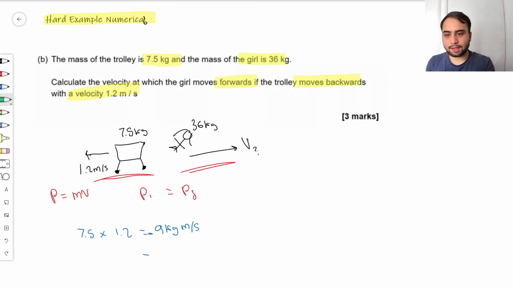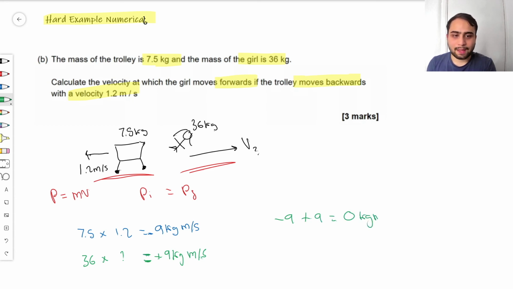Now that must mean that our girl, let's do that in a different color now, must have momentum equal to 36 multiplied by some velocity, and that must equal positive 9 kilogram meters per second. Why? Because minus 9 plus 9 is equal to 0 kilogram meters per second, and that's our initial momentum before the collision. Remember, the girl was just stationary on the trolley. So how do we work out what velocity? Well, we just do 9 over 36, and that gives us 0.25 meters per second. And so that is the velocity at which the girl moves forward, positive. And if you answered that, well done, you get 3 marks.